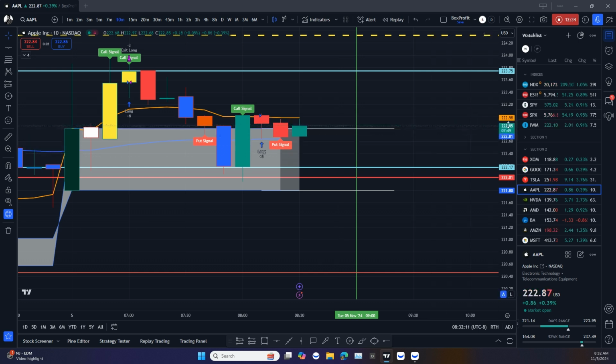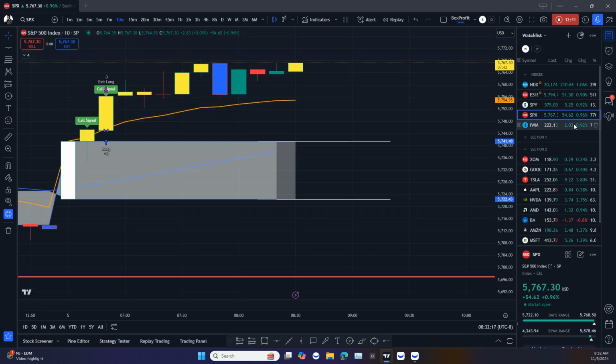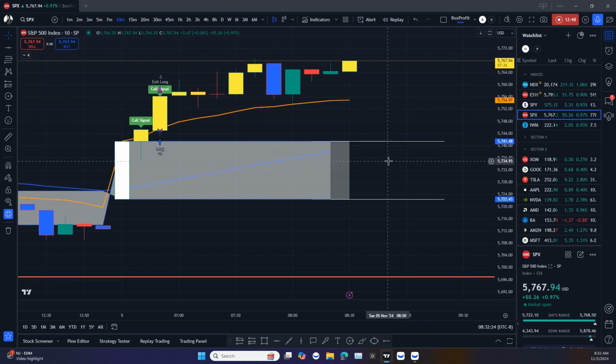Let's take a look at one key player here. I'm going to point out SPX. We're up on SPX here, up 54 points, 55 points, which is about 1%. We do see how SPX is playing out nicely here. Things are very, very clear.